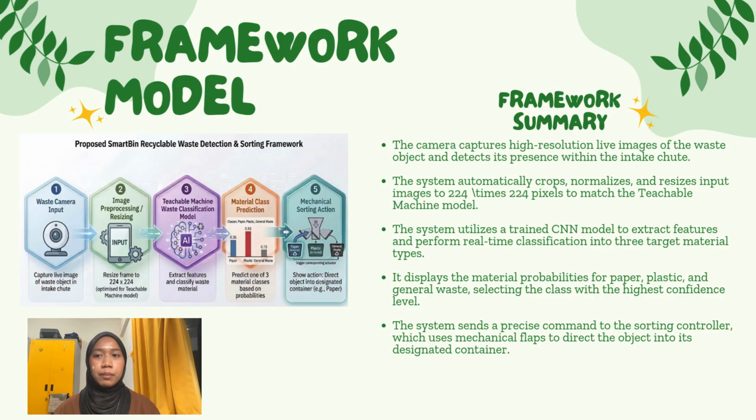with our model. Then, the system classifies the material in real time using a trained convolutional neural network, or CNN. After that, it predicts the material type, which is paper, plastic, or general waste, by selecting the class with the highest confidence probability. Finally, the system sorts the waste by triggering mechanical flaps to drop it into the correct bin. That's how we make recycling smarter and easier.